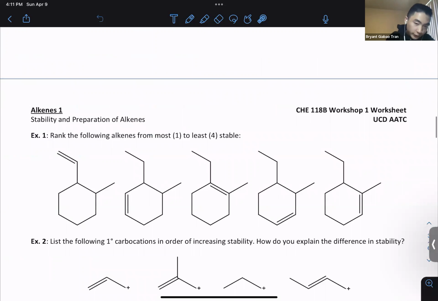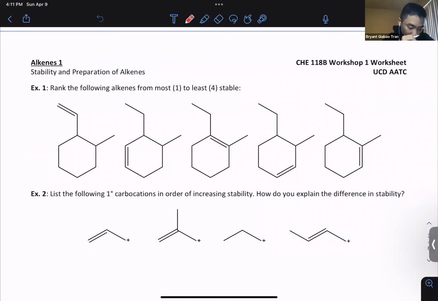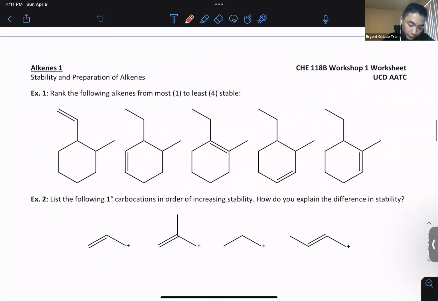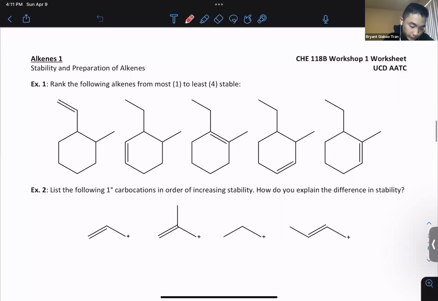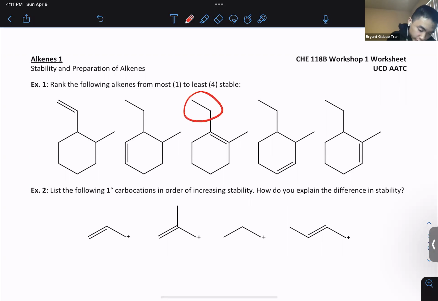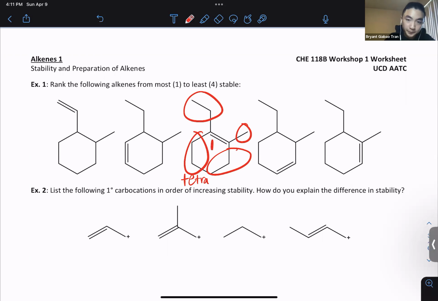Now let's go over the practice problems related to those concepts. So we want to rank the following alkenes from the most stable, 1, to the least stable, 4. So we know that the most stable alkene is the tetrasubstituted one, where we see this is tetrasubstituted. We have 1, 2, 3, 4. So since we know that this is tetrasubstituted, this is going to be our most stable alkene.